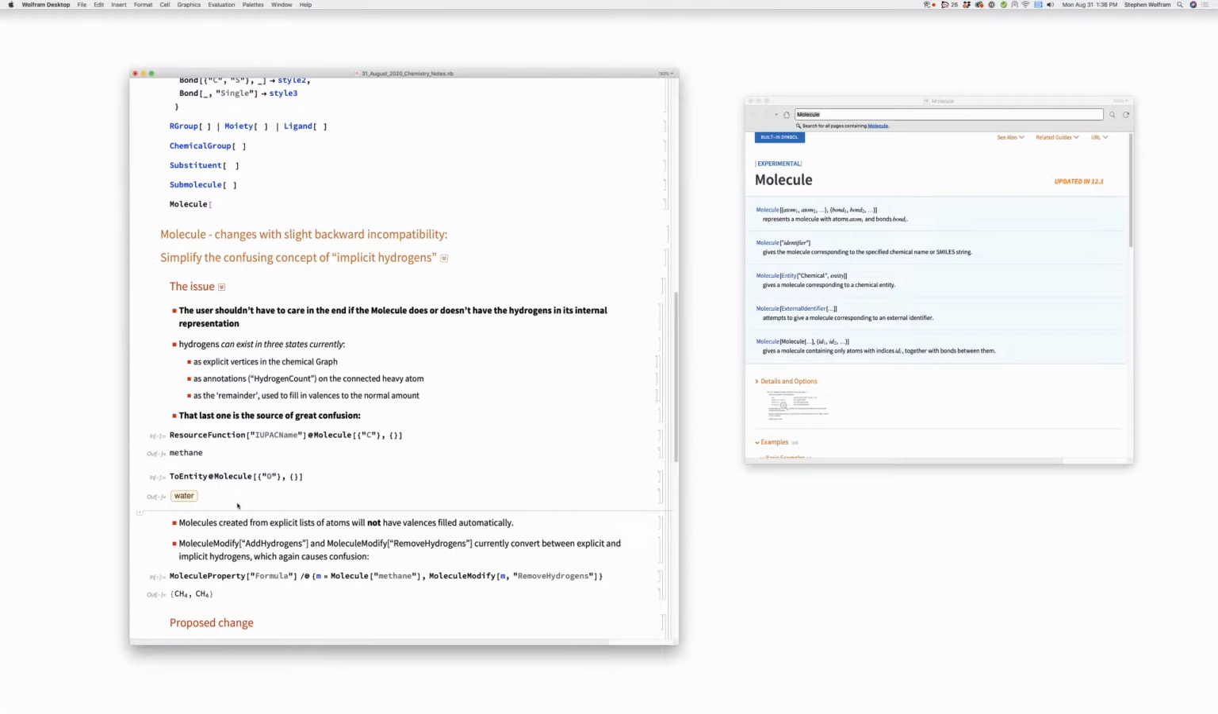And so what this means is that users who create molecule expressions in 12.0 or 12.1 and then read them back in 12.2, if they did not call set options include hydrogens to true, which they will not have done, then the molecules, when read into 12.2, could be different. Well, so let's understand how that works. So what's the case where it's different? Well, the case where it's different is this case here.